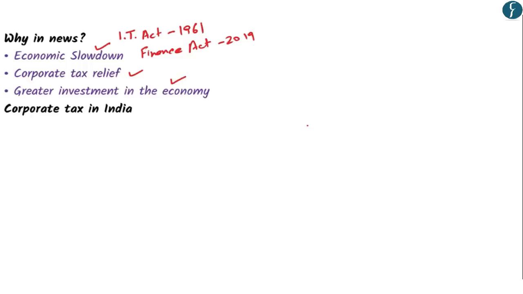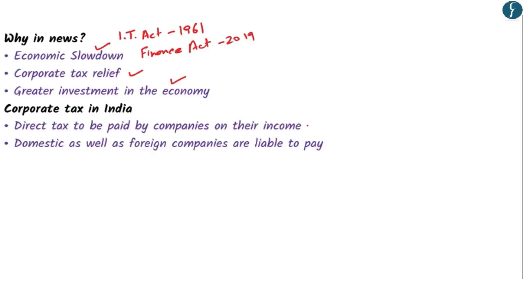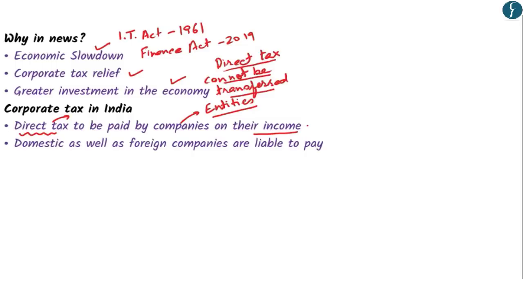Now we need to understand what the corporate tax regime in India is. Corporate tax is a form of direct tax to be paid by companies on their income. Companies act like entities and are considered as individuals which can be sued. The second important aspect is that corporate tax is a direct tax. We know there are two types of taxes, direct taxes and indirect taxes. The incidence of direct taxes cannot be transferred. GST is an indirect tax.